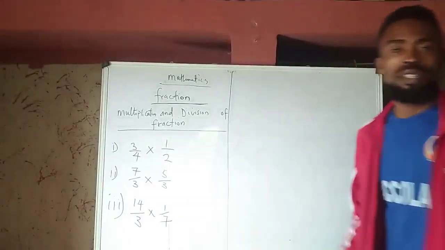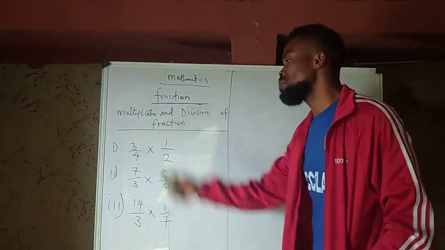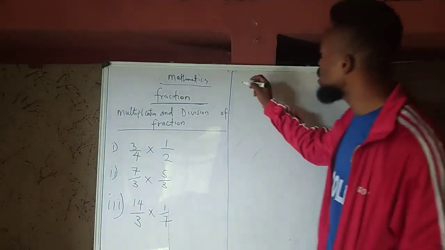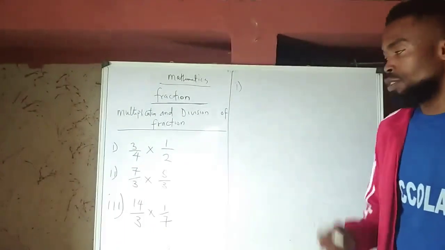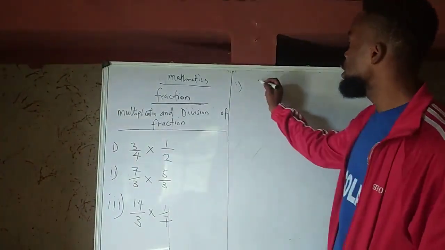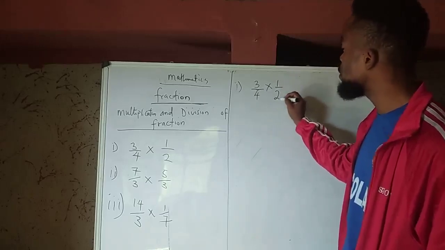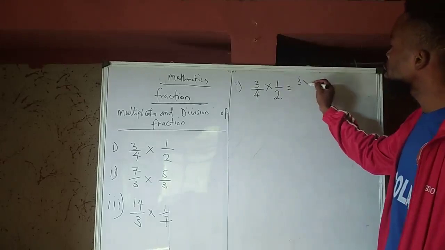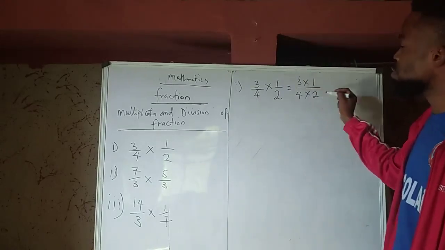Alright, ladies and gentlemen, we're going to talk about multiplication and division of fractions. But we're going to start with the multiplication. Multiplication of fractions is quite simple. Very, very simple. So if you have 3 over 4 times 1 over 2, this simply becomes 3 times 1 all over 4 times 2.